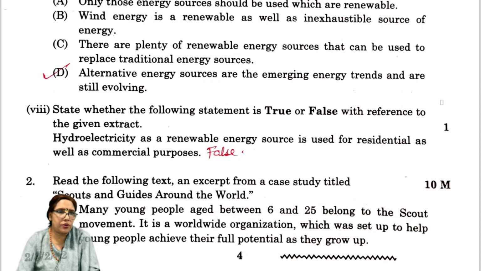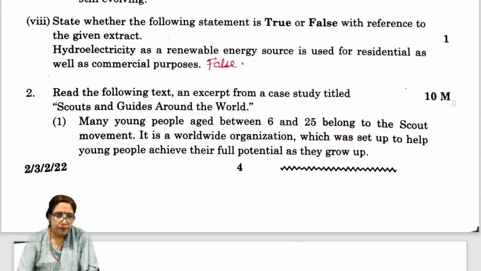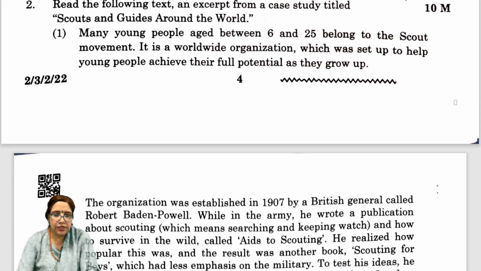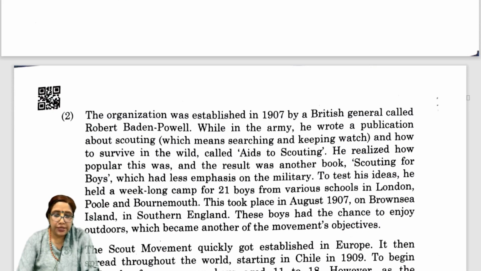Okay, now question 7. What's the message conveyed by the passage? And the message, according to the given passage, is that alternate energy sources are the emerging energy trends and are still evolving. Part 8. State whether the following statement is true or false. And your answer to this question is false, because what they have written is that it is used for both residential as well as commercial purposes, which is not true in the given context.